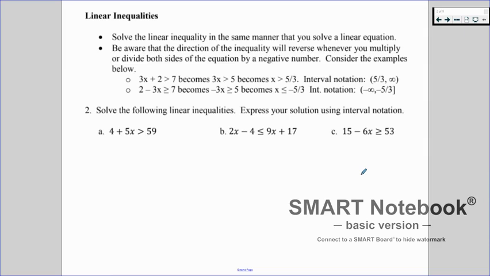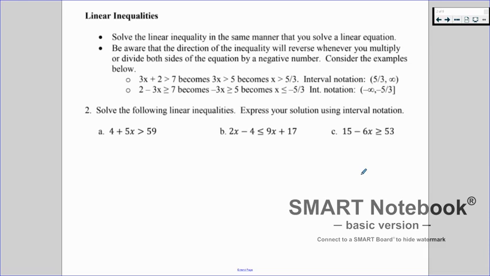We've got the directions there. We solve that just like it were a linear equation. We just have to be aware that when we multiply or divide by a negative number, we'll need to switch the direction of the inequality. So that'll come up a couple of times as I go through my solving steps here. Again, treat it just like it were an equal sign. So I'm going to try to write this this time as I draw it.